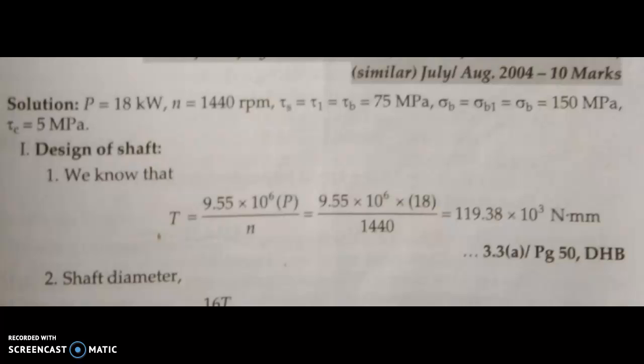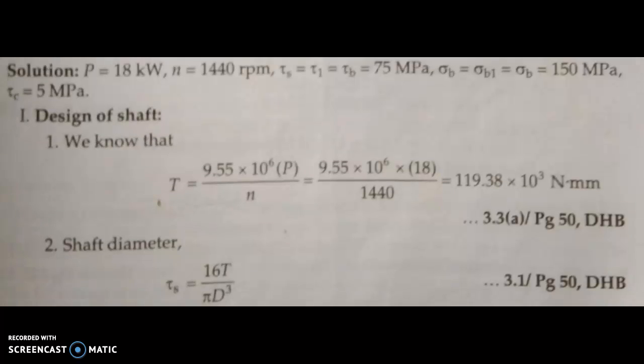From the equation, T is equal to 9.55 into 10 raised to 6 P divided by N. That is from the data book, page number 50, equation number 3.3. If we substitute the values of P and N in this equation, we will get the value of T, that is equal to 119.38 into 10 raised to 3 Newton millimeter.